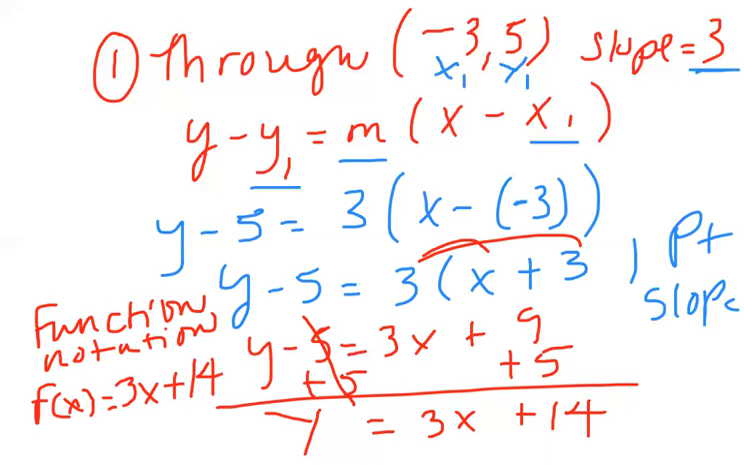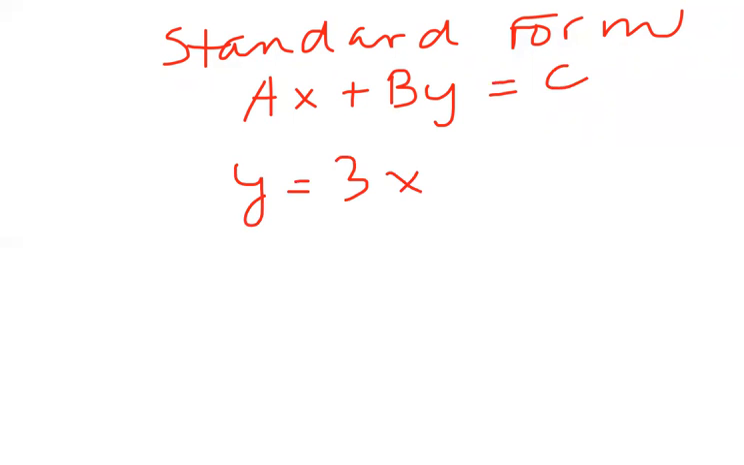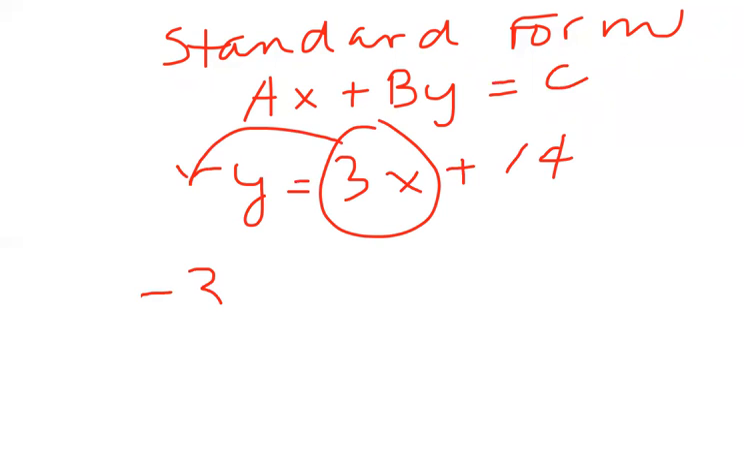Now, additionally, guys, they could ask you, well, what is the standard form of this equation? If they ask for standard form, it's ax plus by equals c. So on this one right here, you want to go ahead and take that equation, y equals 3x plus 14, and rewrite it in standard form by moving the 3x over to the left side. So you get negative 3x plus y is equal to 14.